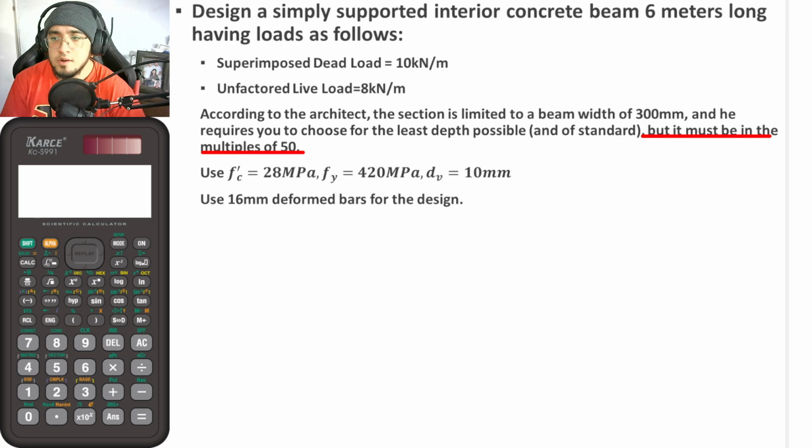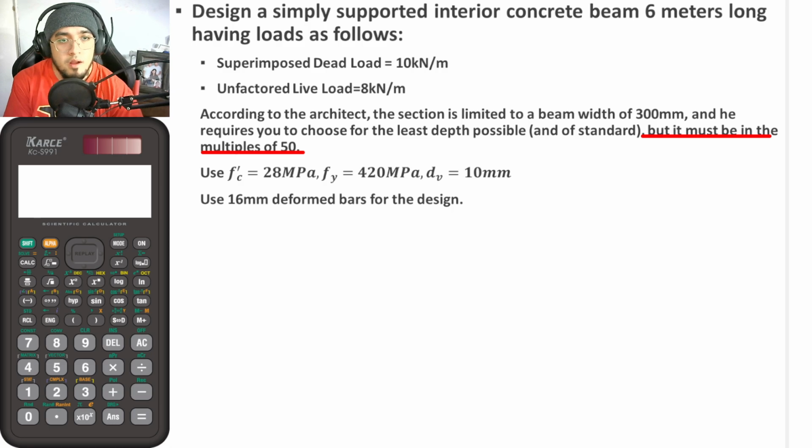In this problem, we would now be making use of a compressive strength of 28 megapascal for the concrete and a yield strength of 420 megapascal for the rebars. We will be making use of 16 mm DFB or deformed rebars for the design. And take note that the diameter of shear reinforcement, or for the stirrups, must be equal to 10 mm.